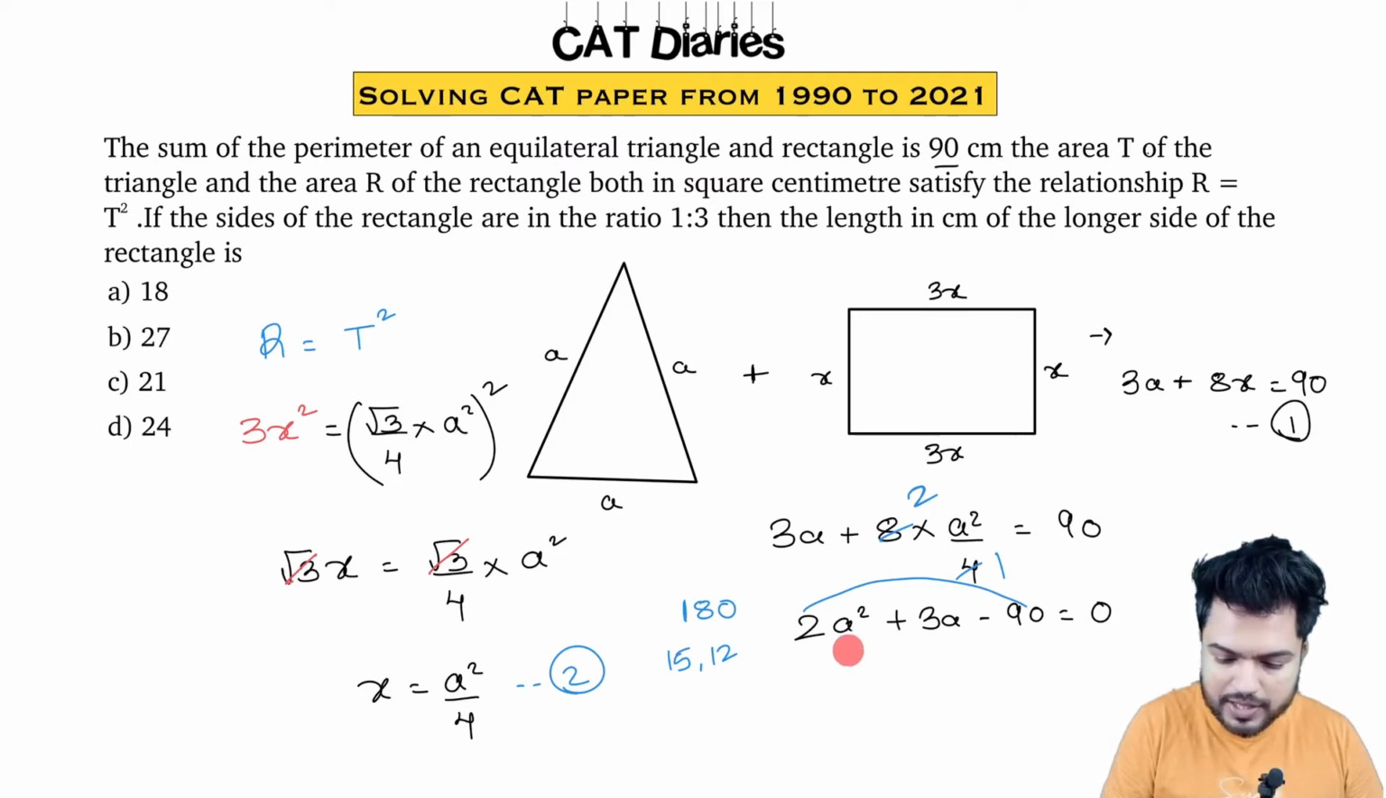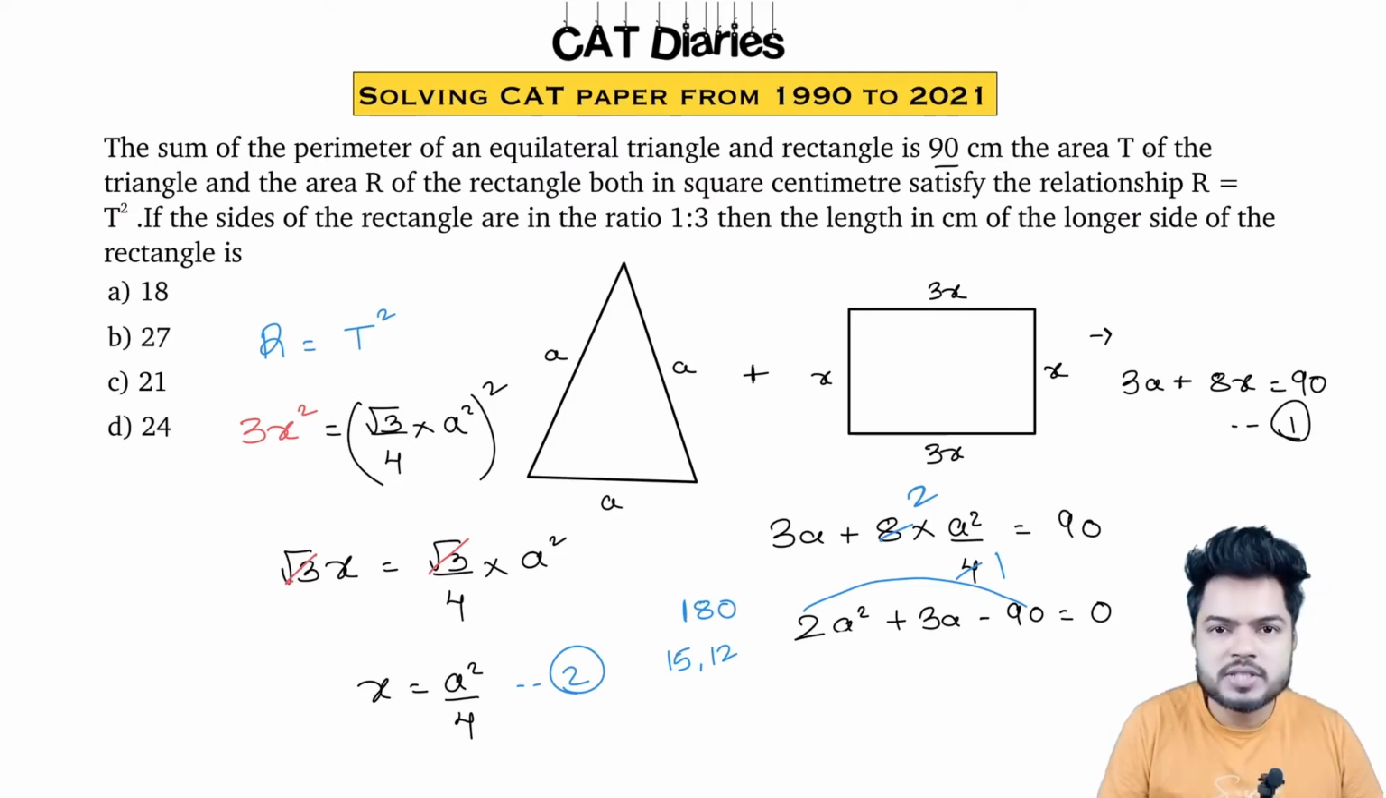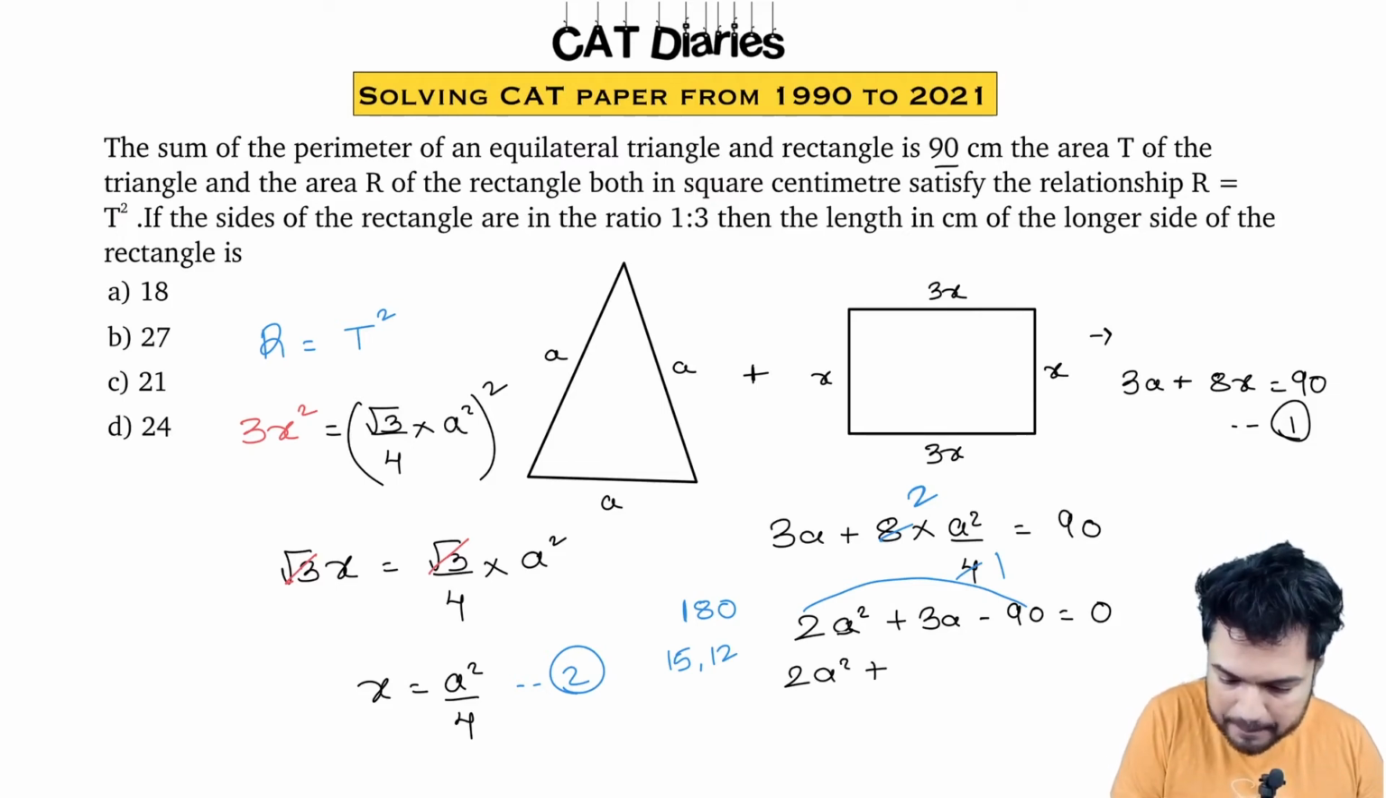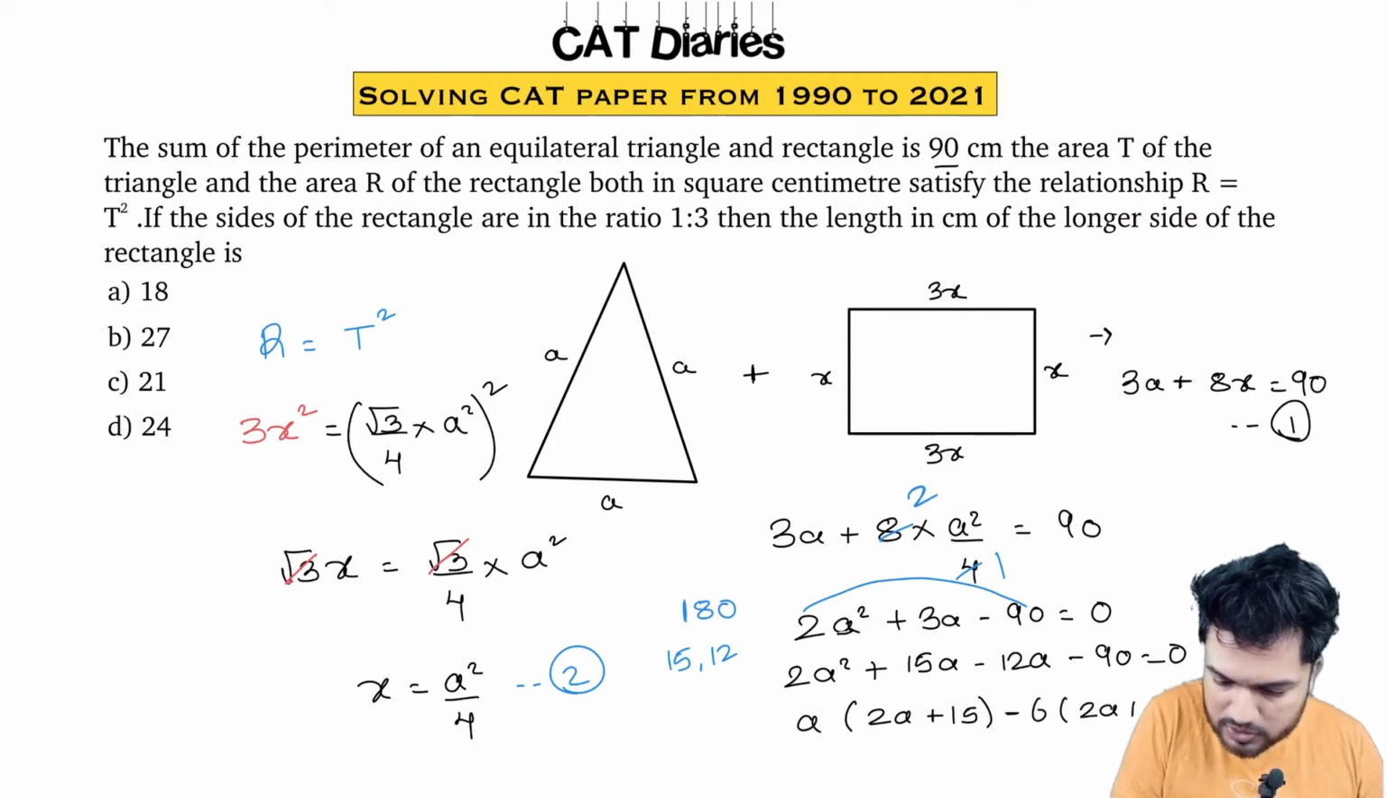In case you don't want to solve this as a quadratic equation, but you are not able to get such a hit, what value will I substitute? Solve it traditionally by making this a quadratic equation. So what will I say now? This is 2a square plus 15a minus 12a minus 90 is equal to 0. If I take a as common here, what remains is 2a plus 15. And if I take minus 6 as common here, what remains is 2a plus 15. That is equal to 0.